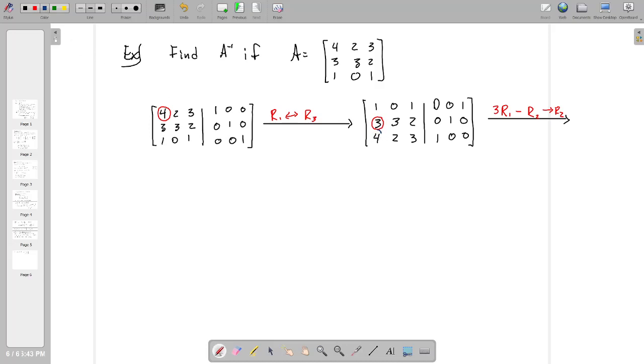I'm also going to eliminate my 4 by getting a 0 here. Same idea. I'm going to multiply row 1 by 4 and then subtract row 3: 4 row 1 minus row 3, and we replace row 3 like this. Right? First row doesn't change. 1, 0, 1, 0, 0, 1.